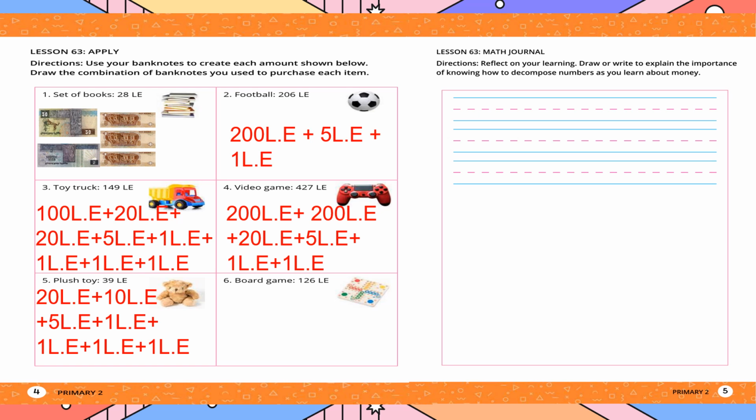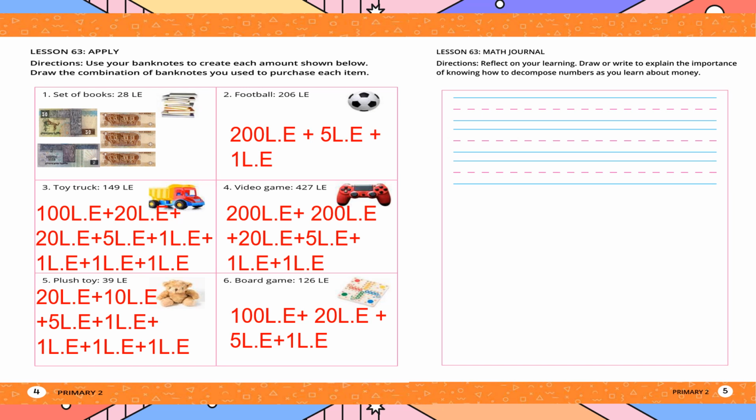The last one. Board game for 126. Let's decompose it. Do we have any banknote called 100? Yes. So let's put 100 LE. 20. Do we have any banknote called 20? Yes. So 100 plus 20 equals 120. 6. Do we have any banknote called 6? No. But we have banknote called 5 and banknote called 1. So the total is 126 LE.